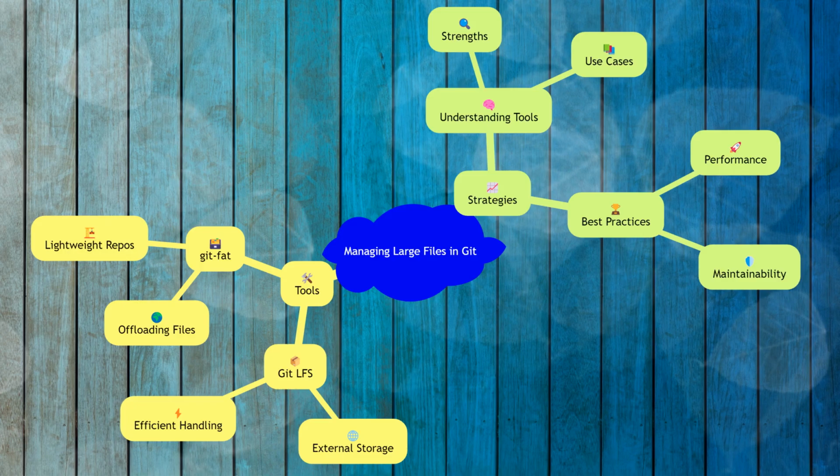Managing large files in a Git repository is a common challenge, but with the right tools and strategies, it can be effectively addressed. Git LFS and Git Fat offer robust solutions for offloading large files to external storage, ensuring that your repository remains lightweight and efficient. By understanding the strengths and use cases of each tool, you can choose the best solution for your project. Implementing best practices for large file management will further enhance the performance and maintainability of your Git repository.